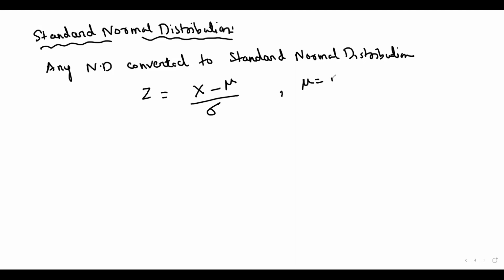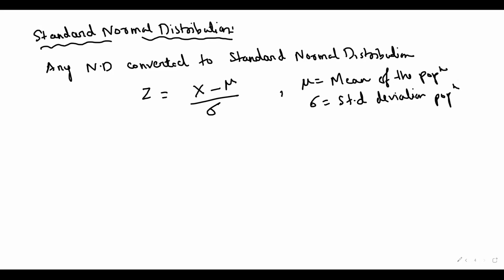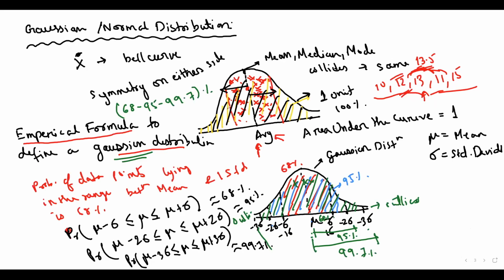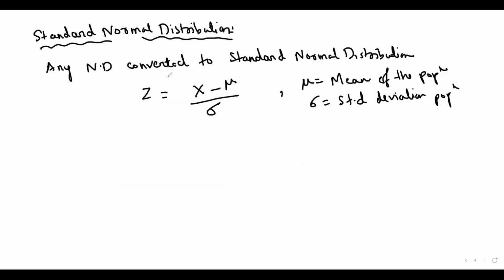mu is the mean of the population, and this is the standard deviation of the population. So any normal distribution, any Gaussian distribution. So you see this one, any normal Gaussian distribution can be converted to standard normal distribution with the help of this formula. X is nothing but the data points. Okay, where its mean will be 0 and deviation will be 1.